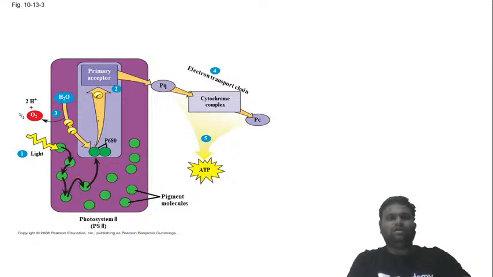तो यहाँ ये P680 का प्राइमरी इलेक्ट्रॉन एक्सेप्टर उसके बाद प्लास्टोक्विनोन में जाता है, फिर साइटोक्रोम कॉम्प्लेक्स में जाता है जो कि एक इलेक्ट्रॉन ट्रांसपोर्ट चेन का पार्ट है, और प्लास्टोसाइनिन में जाता है जहाँ से ये ATP सिंथेसिस हो जाती है.